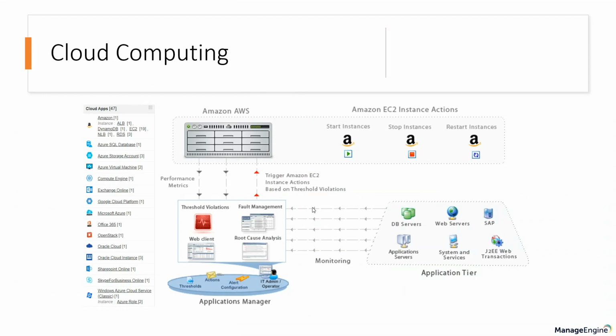So cloud computing. OpManager has got options to monitor all your cloud infrastructure as well. It could be Azure SQL databases or Exchange Online, Microsoft Azure, Office 365, Oracle Cloud, SharePoint Online, Skype for Business Online. So Amazon AWS instances or EC2 instances. So you can completely monitor all your cloud infrastructure from on-premise software.